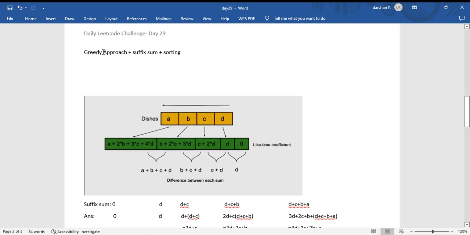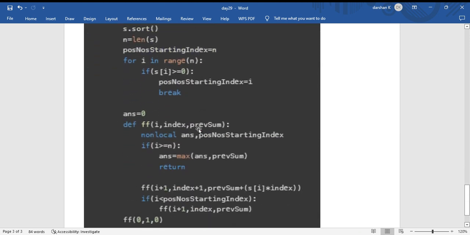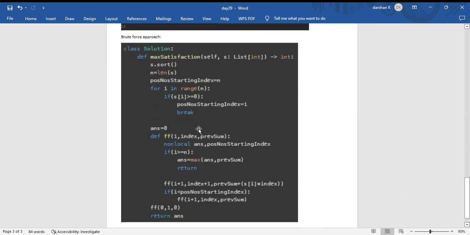The optimized approach which I am going to take is a greedy approach with suffix sum and sorting. But before that, I would like to show you my brute force approach. So yeah, this is my brute force approach.